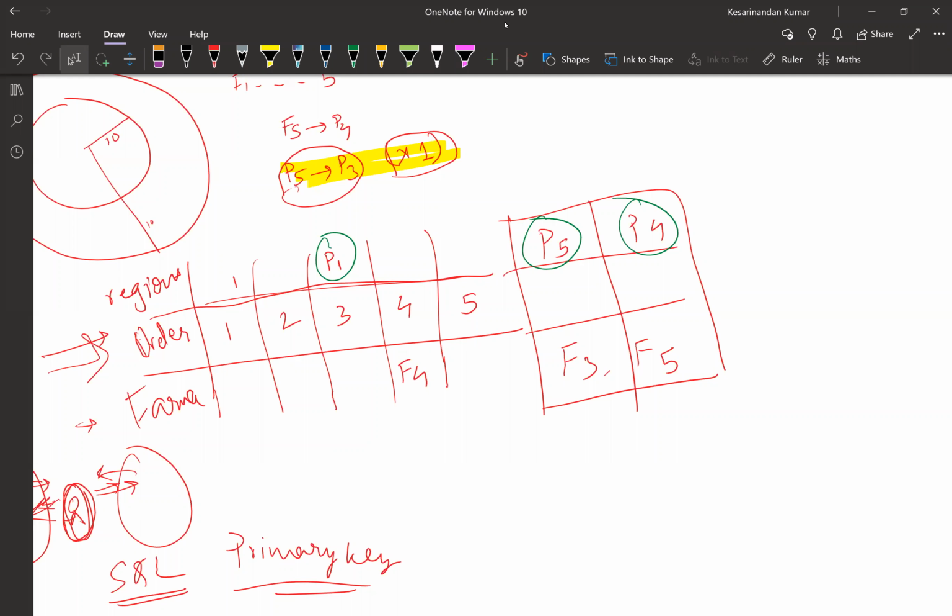See, like for which farmer was P2 the finishing point? Okay, so we have 1, 2, 3, and 5. So can I say P2 was nowhere related to F4, right? Can I say this part? Yes, right. Then I got one hint.